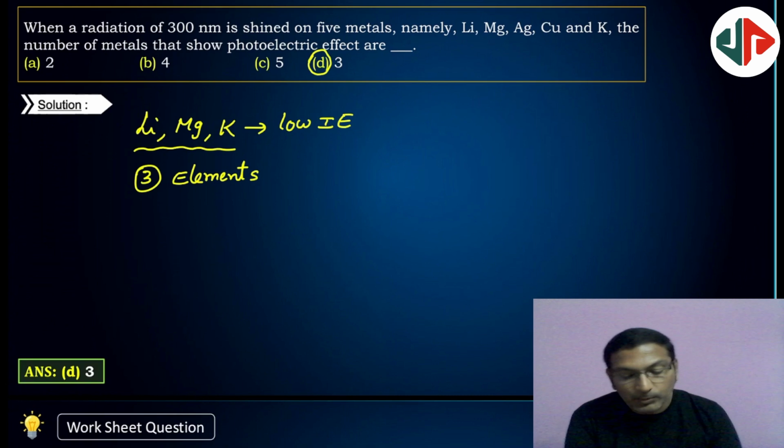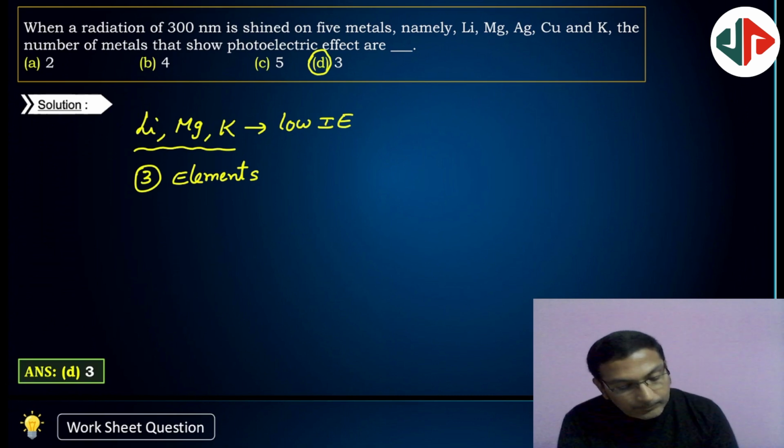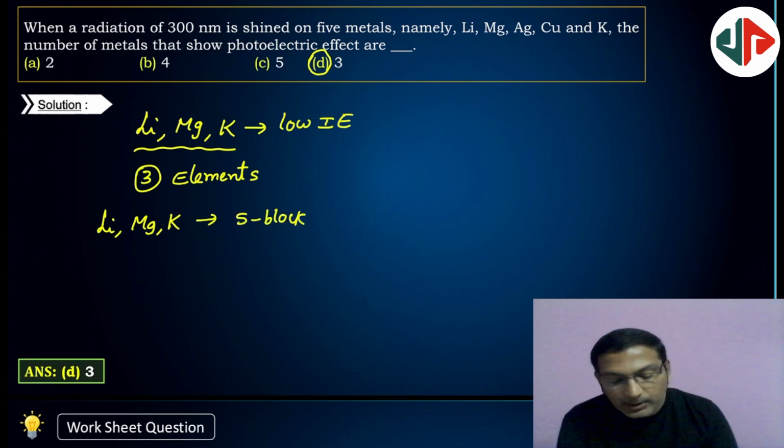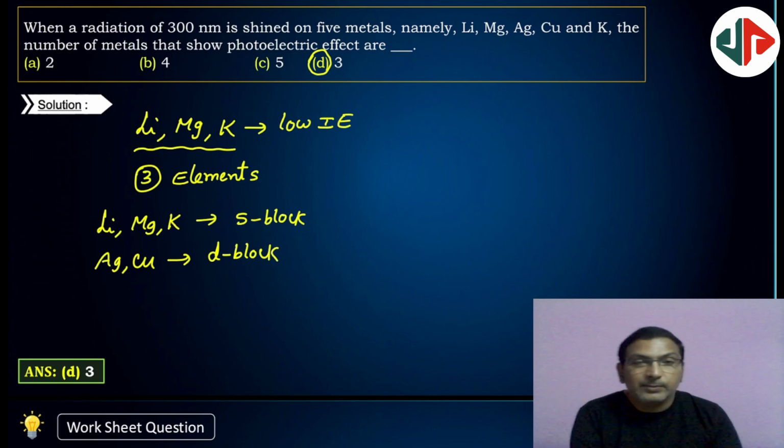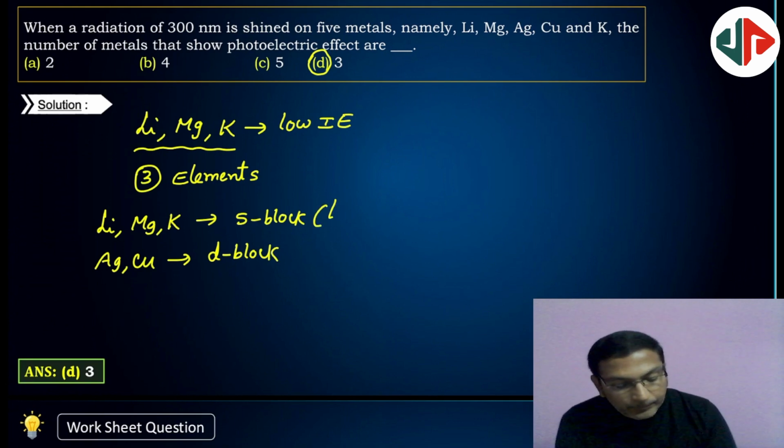Here we can add one more point. Lithium, magnesium, potassium belong to S block. Silver and copper belong to D block. S block elements will be having low ionization energy when compared to D block.